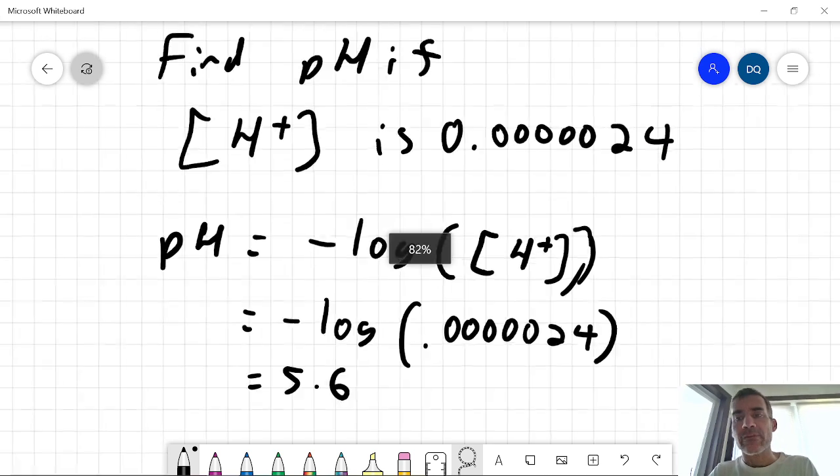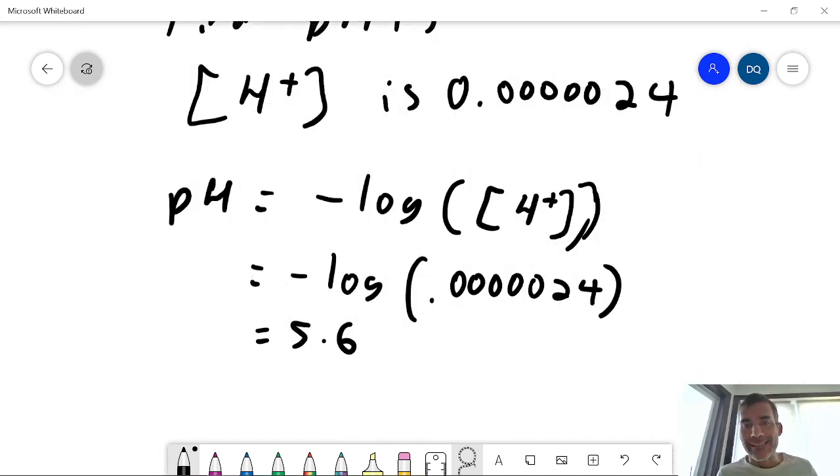So if you have an acidic solution where the hydrogen ion concentration is 0.0000024, it has a pH value of 5.6. Again, the point of the pH scale, you can look at the introduction to this. The point of it is you've got this wide variety of hydrogen ion concentrations possible for acids and bases, and this gives you a manageable scale where you can easily compare and look at the numbers.